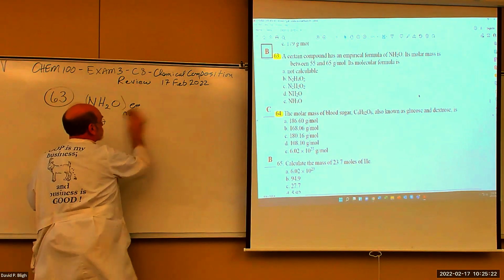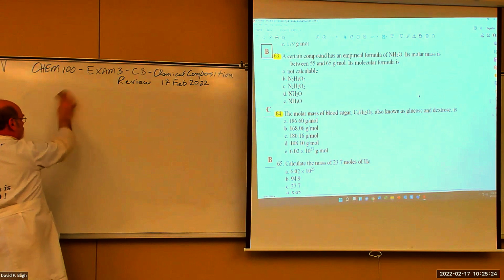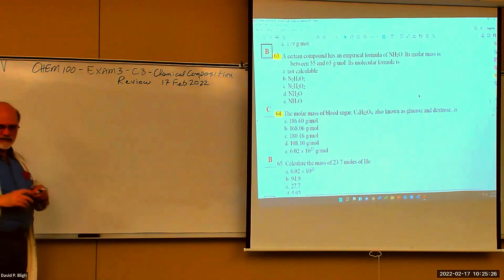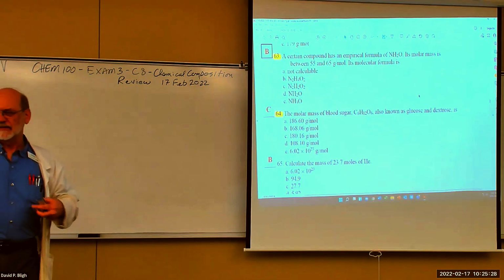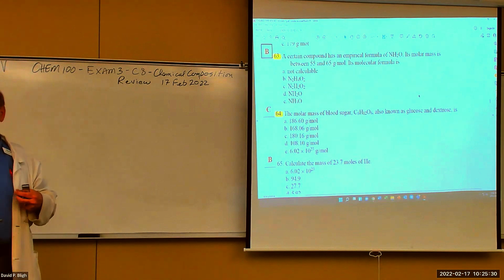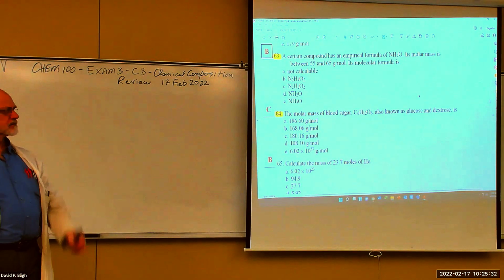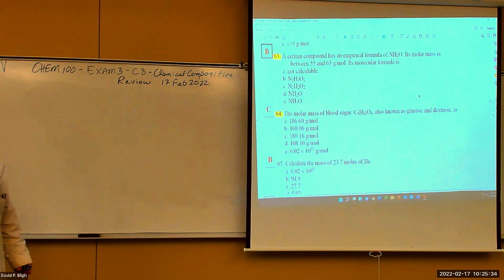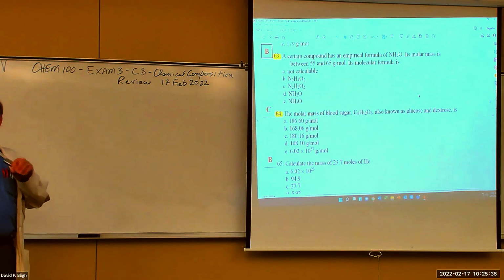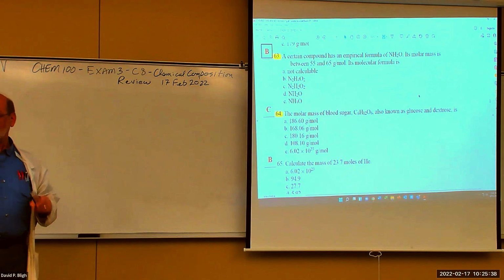So at first glance, you're thinking to yourself, well, it doesn't tell me exactly what the value is, so how am I going to answer the problem? You have to say, well, you don't need to know. You know that the multiplier has to be a whole number. That's the key.